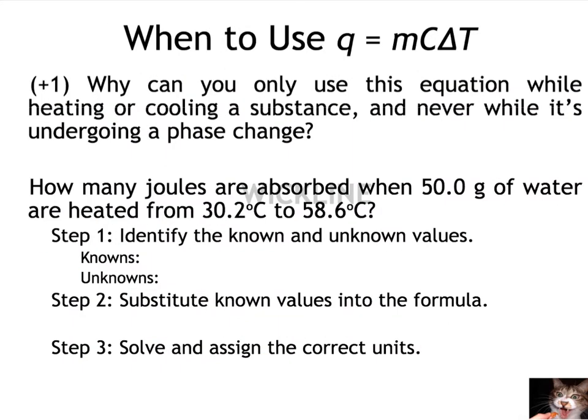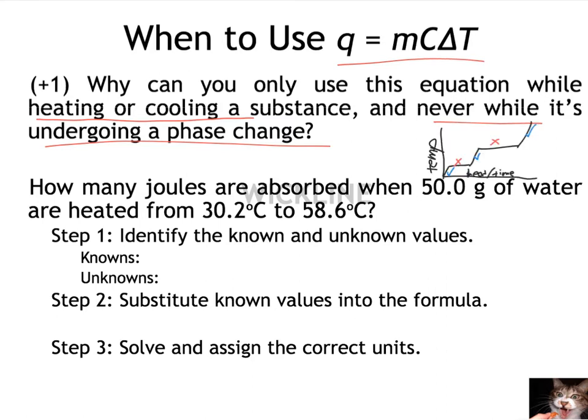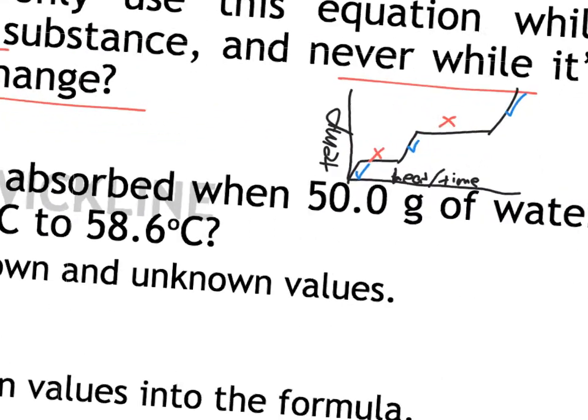All right, so when you use Q = mcΔT, you can only use it when a substance is heating up or cooling down, and never while it's undergoing a phase change. Please be absolutely certain that you write this down. And I'm going to draw a diagram for you to copy as well. Okay, so here's the diagram that I was talking about. I'll zoom in a bit for you.